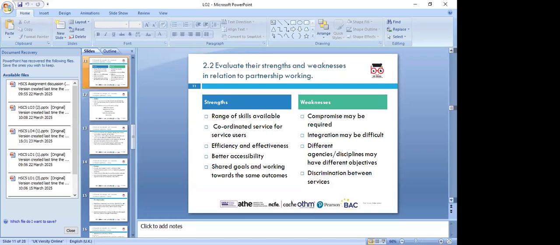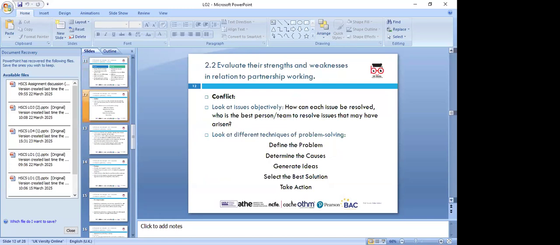Integration may be very difficult. There may be different agencies, and disciplines may have different objectives. Discrimination between services. These are all things that may occur, and you can also choose to use the SWOT analysis to help in this situation.